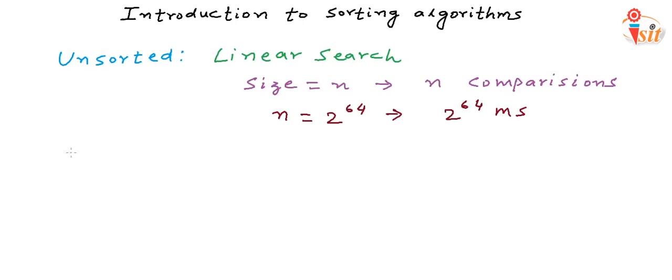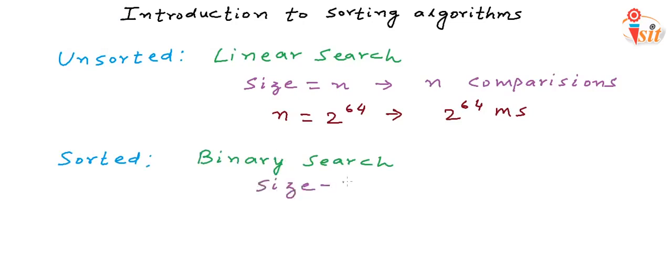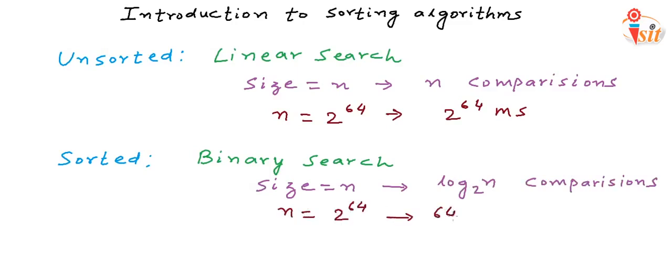If our list, however, is sorted, we can use something called binary search. And with binary search, if the size of the list is equal to n, it will take only log of n to the base 2 comparisons to perform a search. So if n is equal to 2 to the power 64, we will take only 64 milliseconds. I had taken n equal to 2 to the power 64 earlier to be able to perform this log quickly.